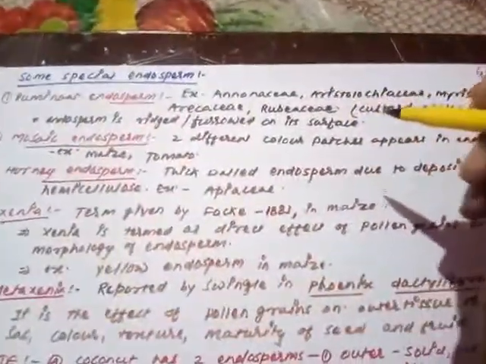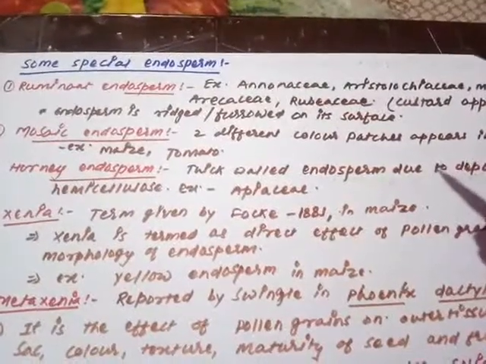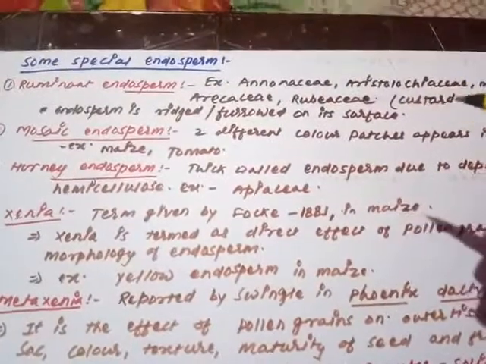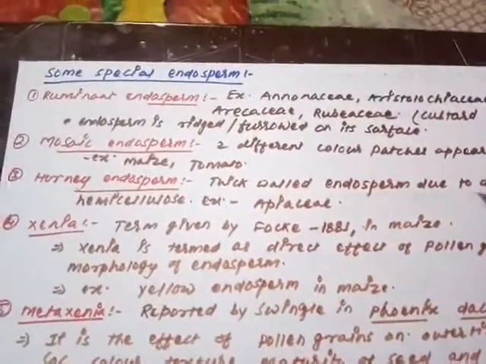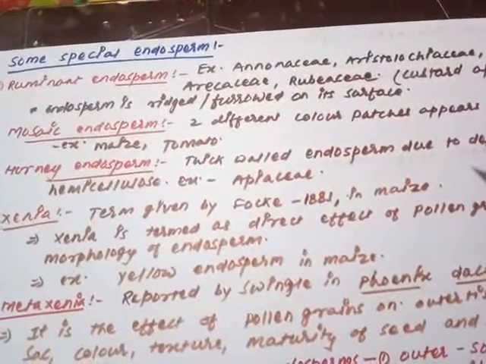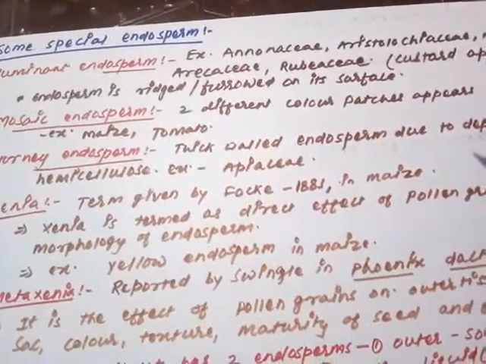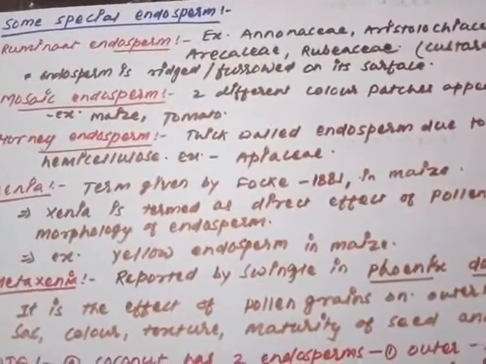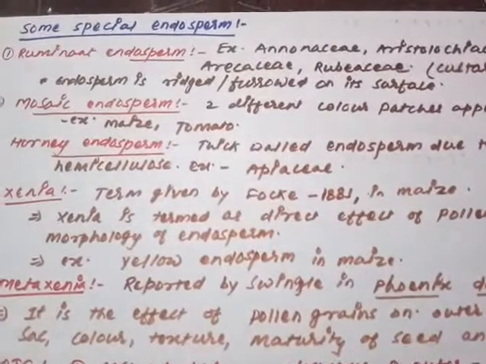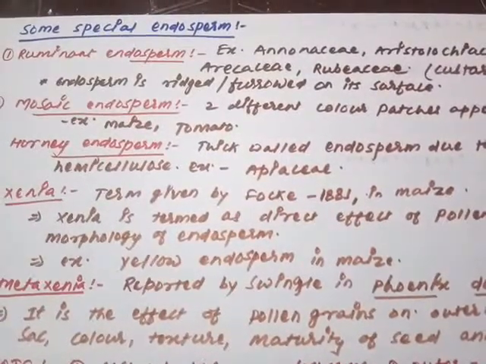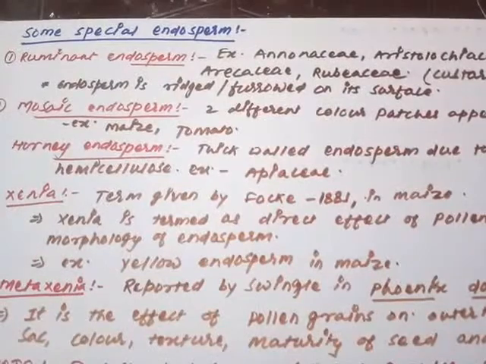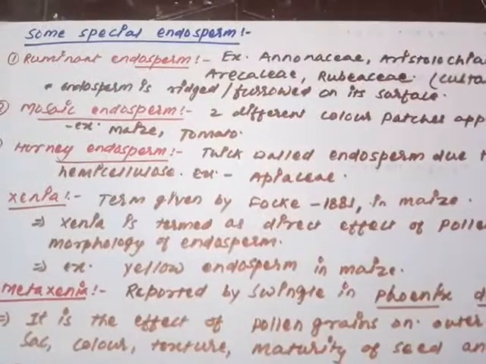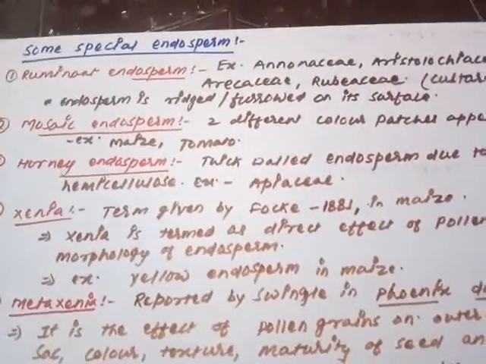What is specific in that endosperm? The endosperm is having some ridges or furrows on the external surface. Are you getting my point? The endosperm of these families, or of some of the plants, is having ridges or furrows on its external surface. You can easily correlate the example of the custard apple. If you imagine the custard apple, you can see it is externally ridged. Again and again the ridges are there. Those ridges are actually the ruminant endosperm.